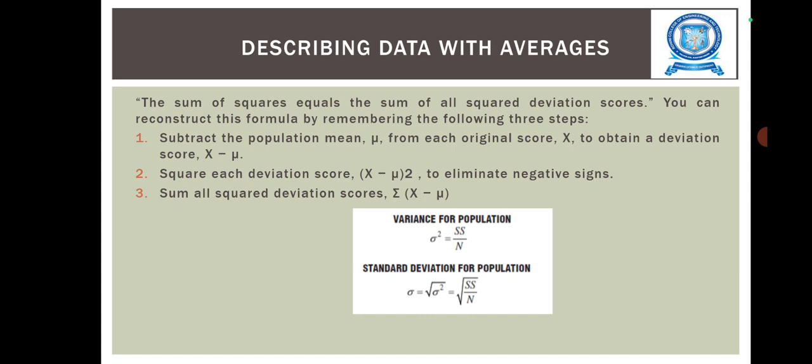You can reconstruct this formula by remembering the following three steps. Subtract the population mean from each original score x to obtain a deviation score, x minus mu. Square each deviation score, (x minus mu) the whole square, to eliminate the negative sign. Sum all squared deviation scores, sigma of (x minus mu) the whole square. Here this formula shows variance for population and standard deviation for population.